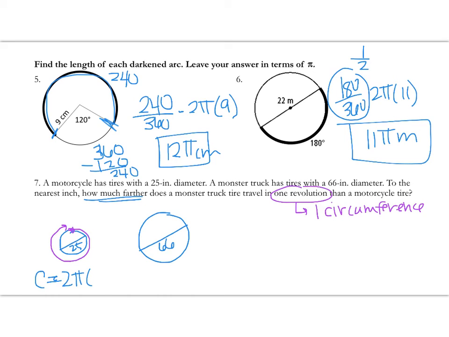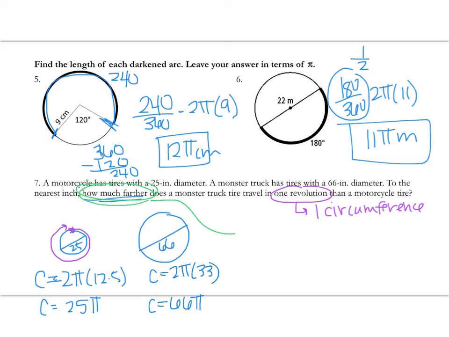And the r in this first one is 12.5. So we get 25 pi. Then we'll find the circumference for the second one. That's going to be 2 times pi times the radius, which is 33, which is 66 pi. You could have just done diameter times pi as well. And now we have to answer the question. The question is, how much farther does it go? So essentially that's just a different way of asking you for the difference between them. We want to know what the gap is between them. So we should be subtracting those two values from each other. And that's going to give me 41 pi.